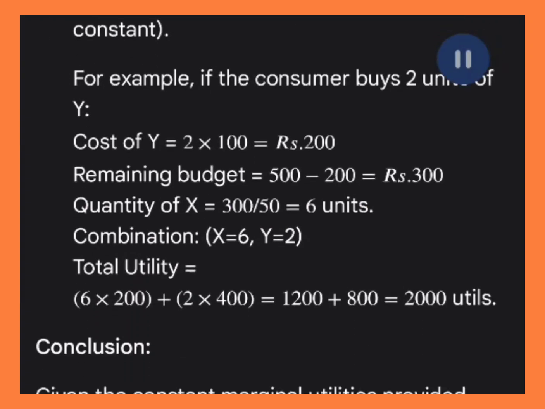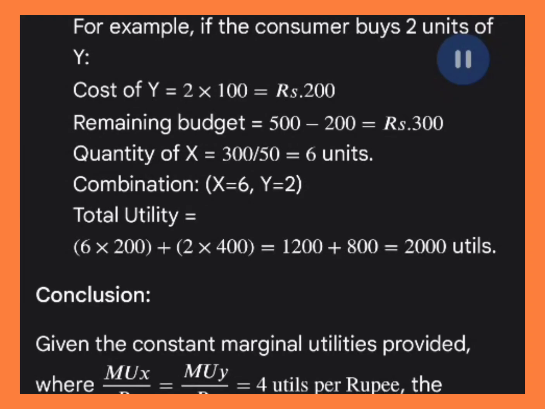For example, if the consumer buys 2 units of Y, the cost of Y equals 2 times 100 equals Rs 200. Remaining budget equals 500 minus 200 equals Rs 300. Quantity of X equals 300 divided by 50, which equals 6 units. Combination: X equals 6, Y equals 2. Total utility equals 6 times 200 plus 2 times 400 equals 1200 plus 800 equals 2000 utils.